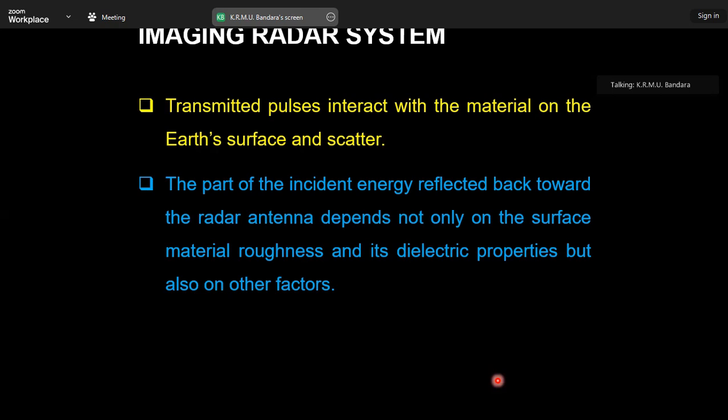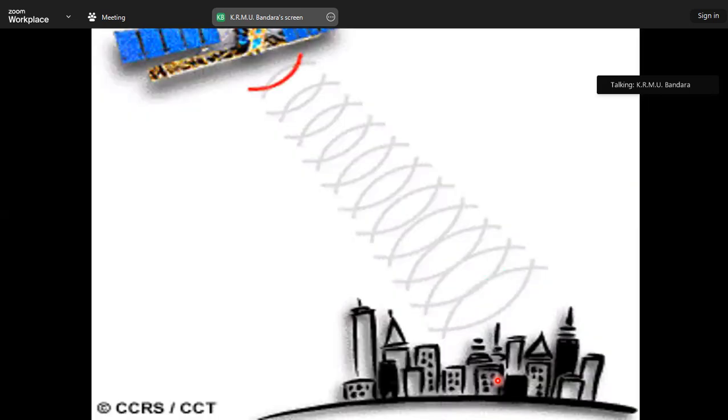This is how it works, as I explained earlier. The red part comes to the ground and touches, then goes back, the green one, to the same antenna.